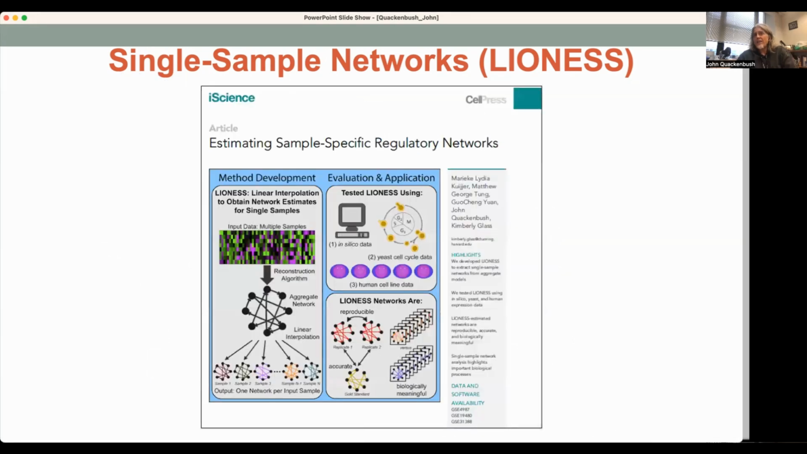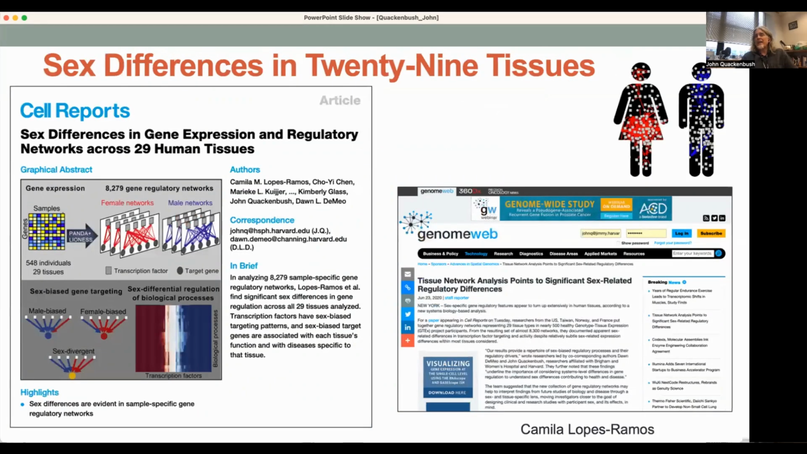So we've applied this in a variety of different ways. The paper describing Linus appeared in iScience about 3 years after we first developed it. But we've applied it to a number of really interesting problems. Again, analyzing data from GTEx, we looked at 29 different tissues and inferred tissue and sex-specific regulatory networks to ask how do male networks differ from female networks.